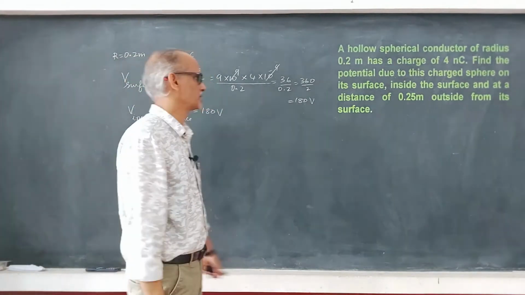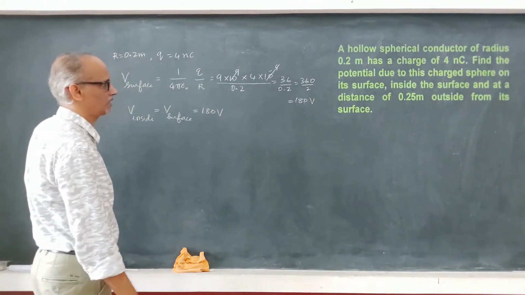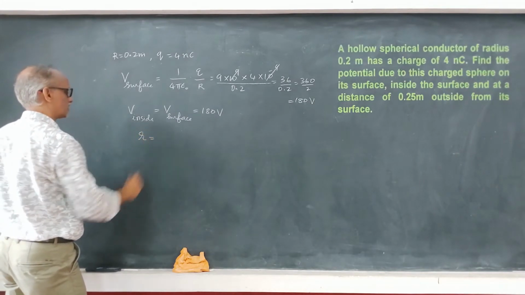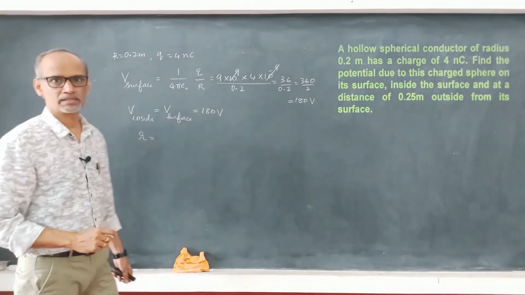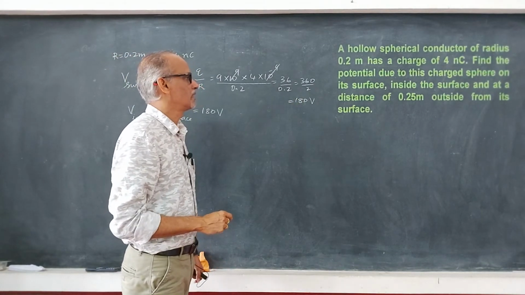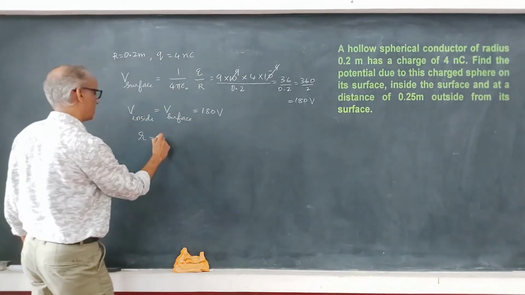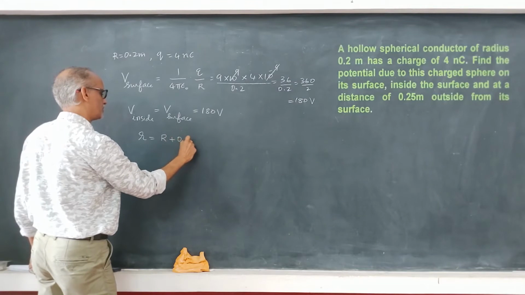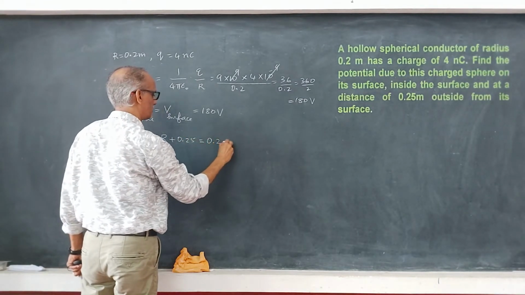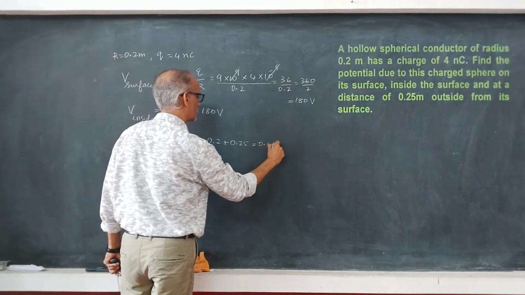It is one and the same, and at a distance of 0.25 meter outside from its surface. So, what is the value of R? R is always measured from the center of the sphere, but here they have given 0.25 meter outside from its surface. So, we have to add the radius and then 0.25. The value of the radius is 0.2 plus 0.25, which is 0.45 meter.